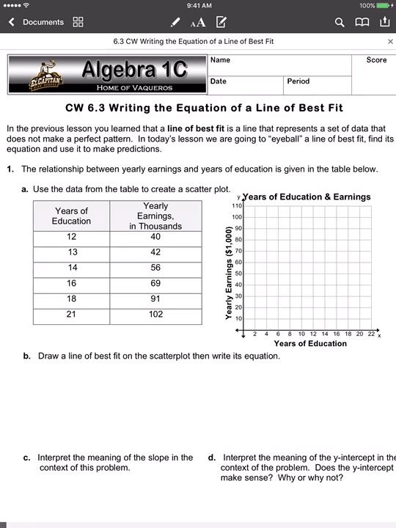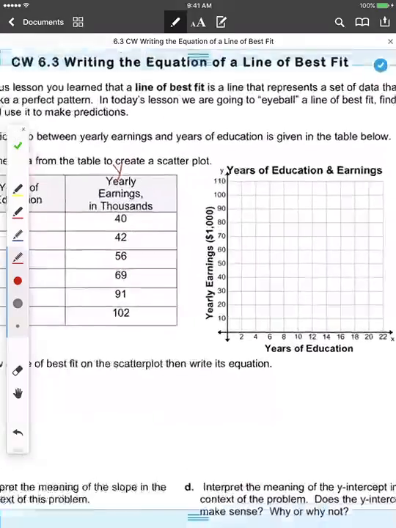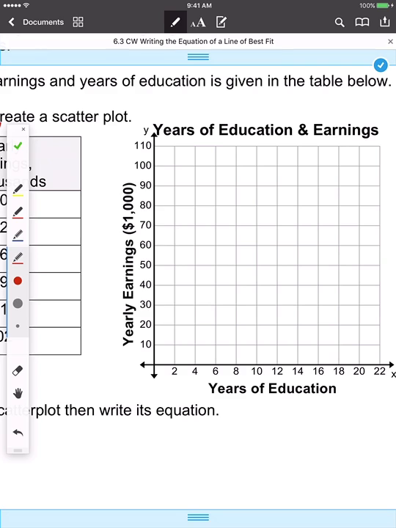So for A, we want to use the data from the table to create a scatter plot. So we are just going to plot the points. This is going to be our X, and the yearly earnings is going to be our Y. So the first thing we're going to do is plot 12, 40. I'm going to zoom in here on the graph. So we want to plot 12, 40.